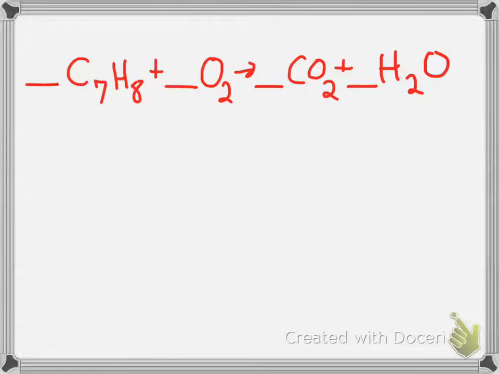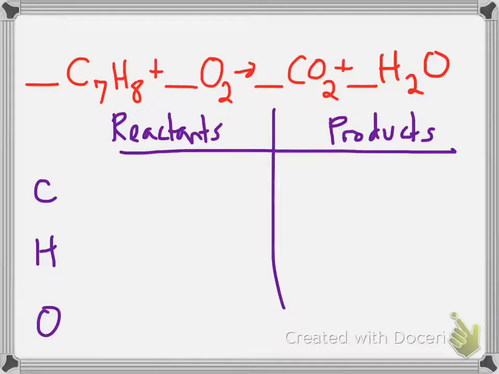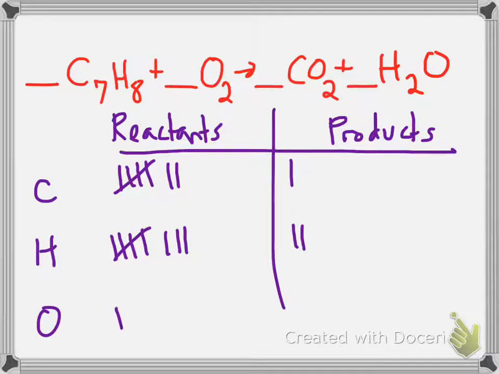We're going to start by balancing our carbons. So I'm going to start by just making a balancing chart. On my reactant side, I currently have 7 carbons. And on my product side, I only have 1 carbon. On my reactant side, I currently have 8 hydrogens. And on my product side, I have 2. And I have 2 oxygens on my reactant side and 3 oxygens on my product side. Don't forget, there's 2 oxygens here plus 1 oxygen from H2O.